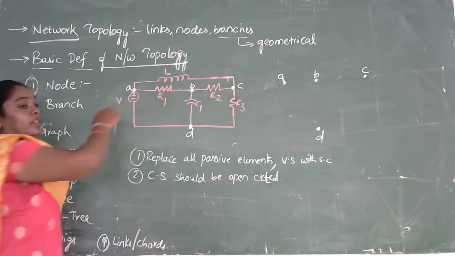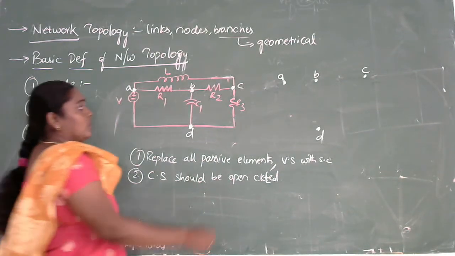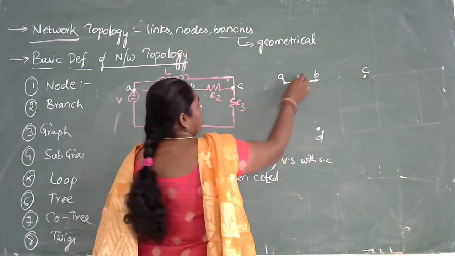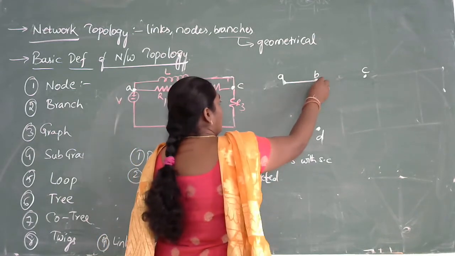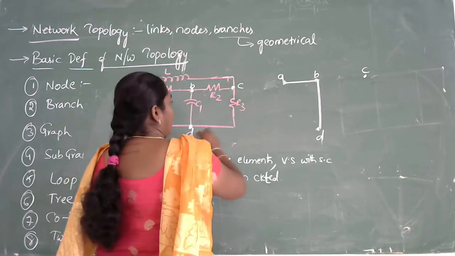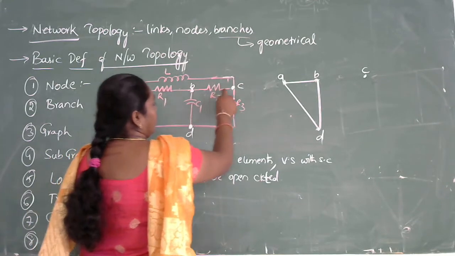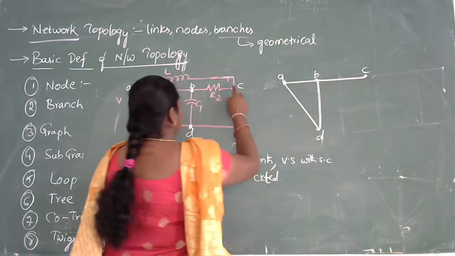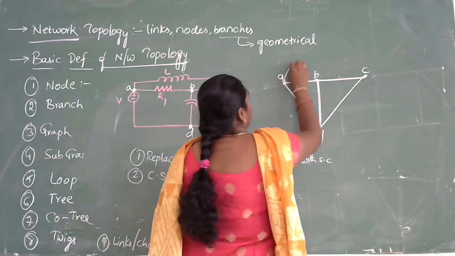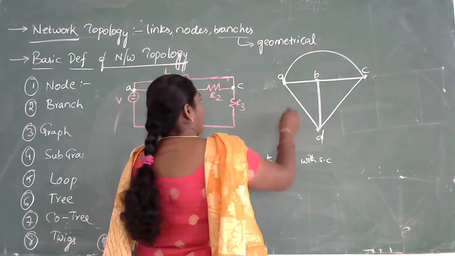I am least bothered about the type of the element, so I am drawing a branch. A line segment joining the nodes is called a branch. This is one branch, and between B and D, this is the other branch. Between A and D, and between B to C, C to D, and A to C. So these are called branches.